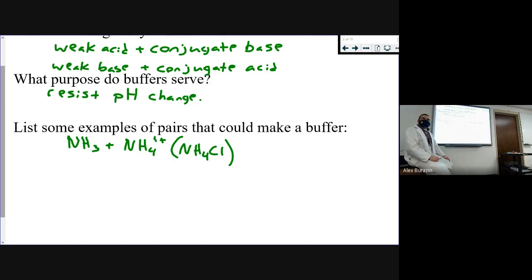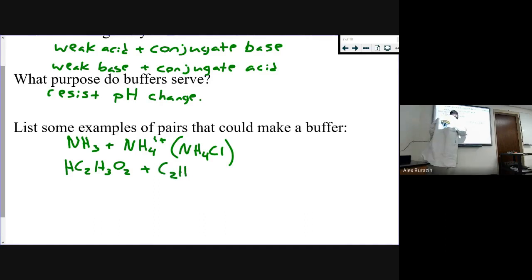That's it? The only buffer that exists? All right, good job, guys. That is acetic acid. And then is it acetate? Acetate. Now, again, kind of like the ammonium, how can I introduce the acetate into my buffer?